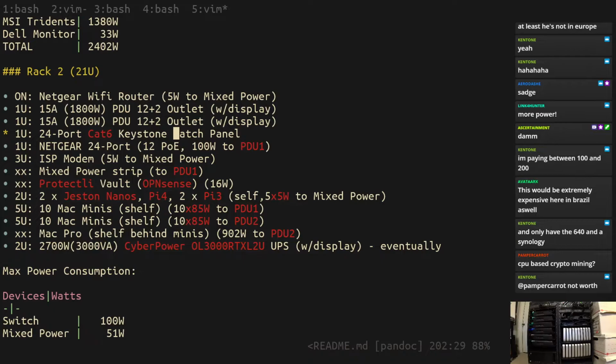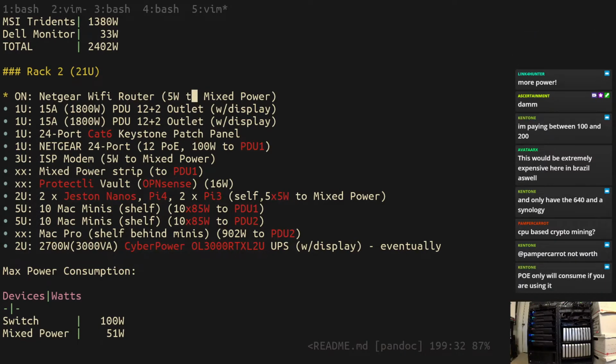CPU-based crypto mining? Hell no. I'm not crypto mining. I don't give a shit about that. Synology? Yeah, that's good. A 640 in Synology is fine. I think that's fine. I just happen to have a bunch of stuff. I was like, I'm sick and tired of wasting all this. I'm not going to sell. I would never get the money out of it if I sold it.